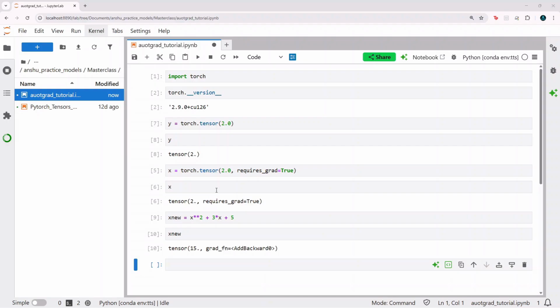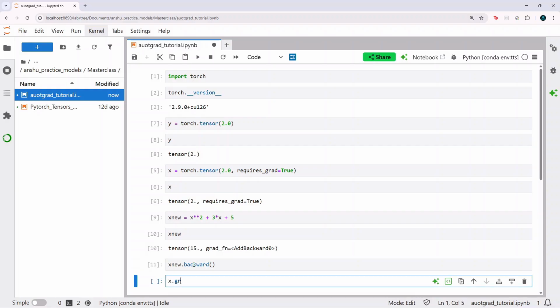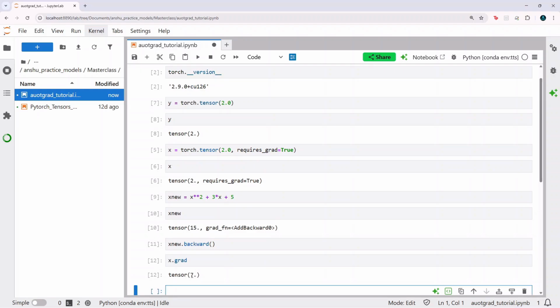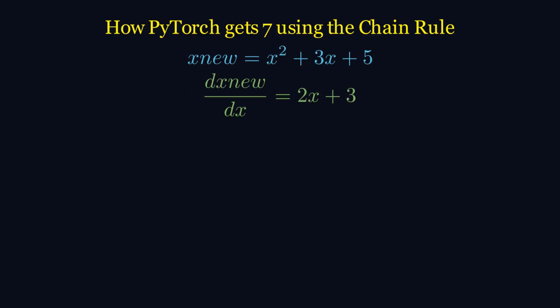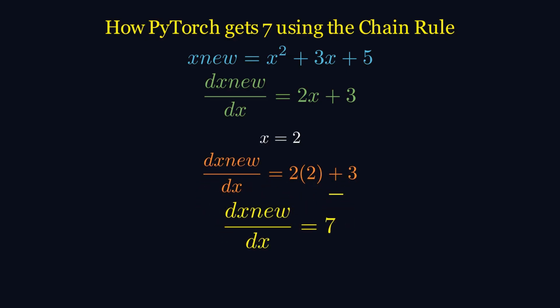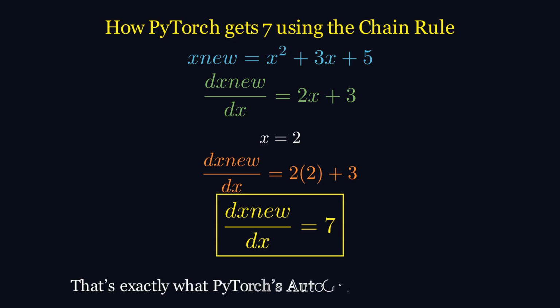Now if we want PyTorch to calculate the gradient of this x_new with respect to x, all we have to do is call x_new.backward(). Once that's done, call the grad attribute of our tensor, and there you go. You have the tensor 7. Now how PyTorch reached this 7 is again the chain rule. So for x squared plus 3x plus 5, using the chain rule we get 2x plus 3. And if we put x as 2, we get 2 times 2 plus 3, which is 7.